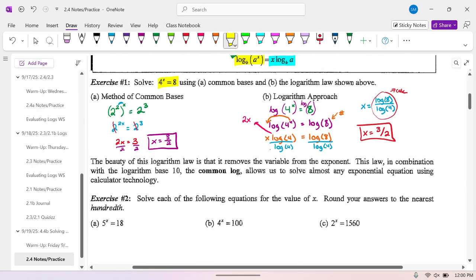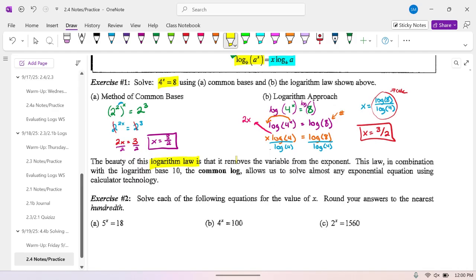So just to note, the beauty of the logarithm law that we just went over is that it removes the variable from the exponent. All right, it literally undoes that exponential. And again, we use common log as the log that we like to use.